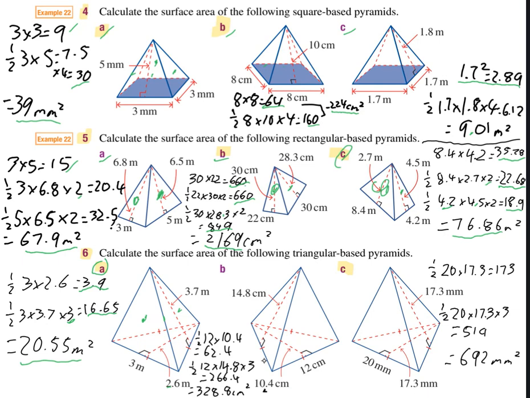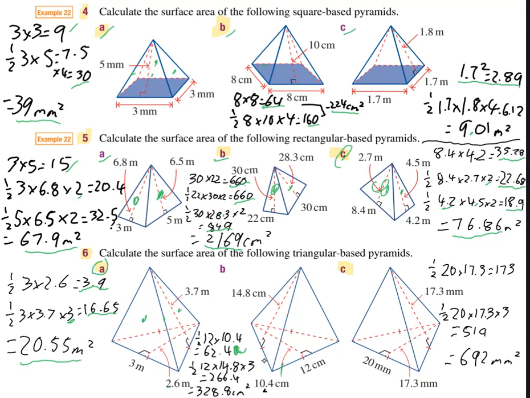Now this next one, sorry about that super small writing, not a lot of room here. You've got to get your base first, which is going to be half base times height, half of 12 times by your height of 10.4, which is shown by that line there. That will end up getting you 62.4 over here.